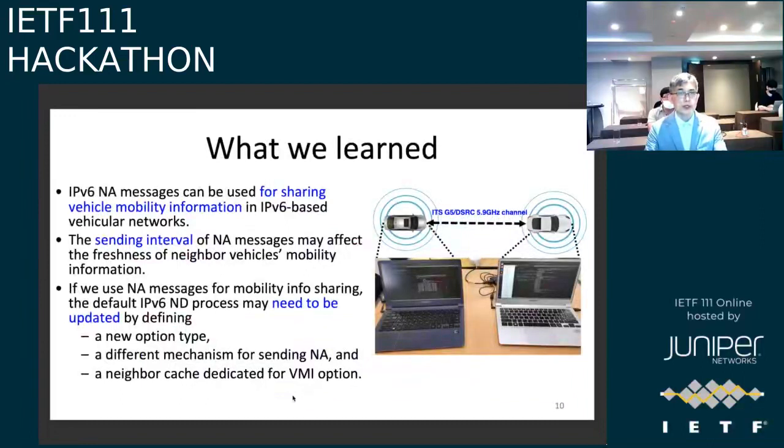So what we learned: you can see two laptop computers are regarded as two vehicles. We introduced NA message exchange for sharing vehicle mobility information. To support this feature, the existing neighbor discovery process needs to be updated by defining a new option type, a different mechanism for sending neighbor advertisements, and a neighbor cache dedicated to this new option. Next slide, please.